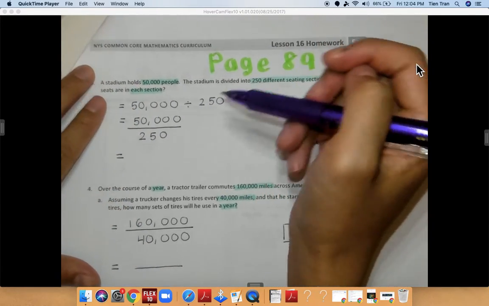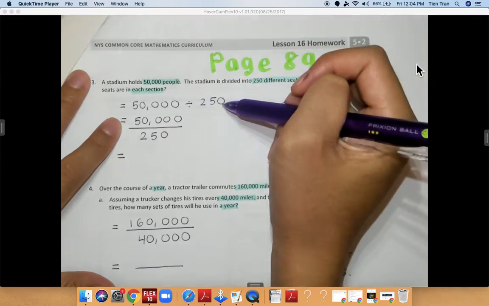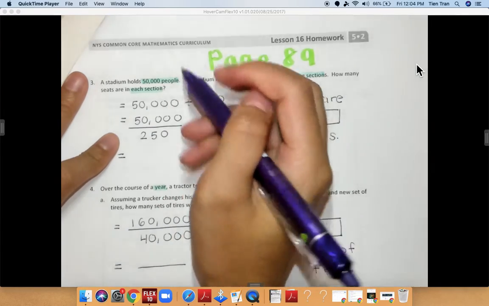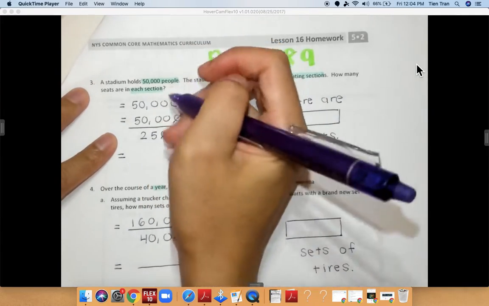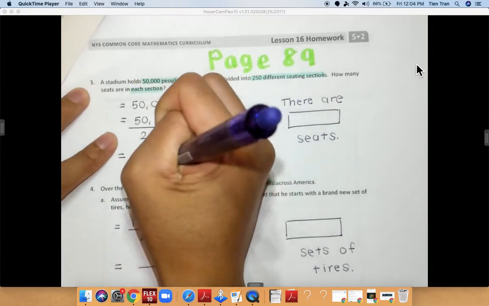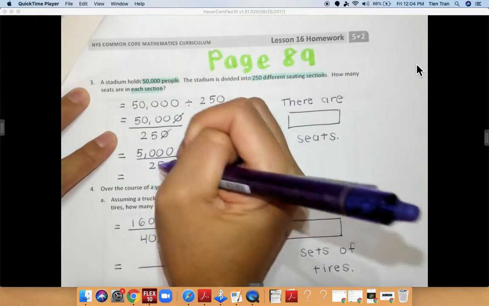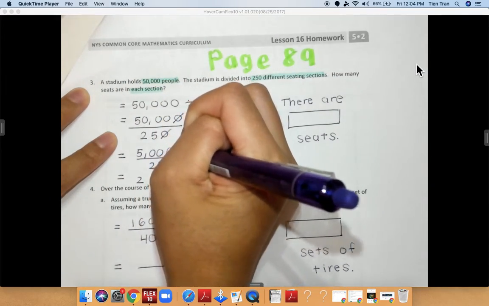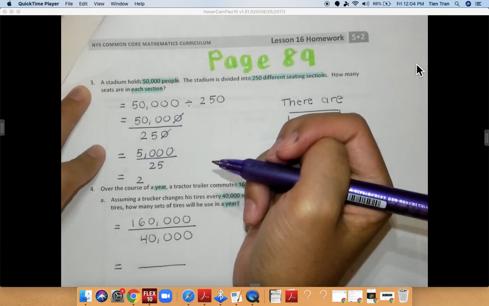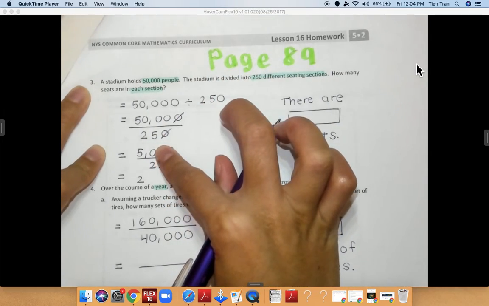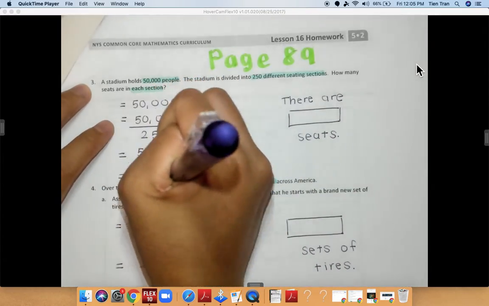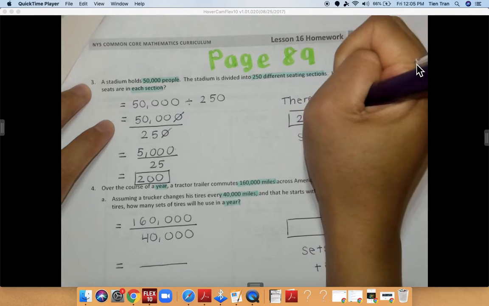So knowing those numbers, I need to make sure that I'm dividing 50,000 divided by 250. So I'm setting 50,000 divided by 250 like this. I'm crossing off 1 zero. I have 5,000 divided by 25. I know that 50 divided by 25 gives me 2, and then I have 2 zeros at the end. Remember that I said 50, and I didn't say 5, because you can't divide 5 by 25. However, you can divide 50 by 25. So that gives me 2, and then I add my 2 zeros at the end. So my final answer is 200. There are 200 seats.